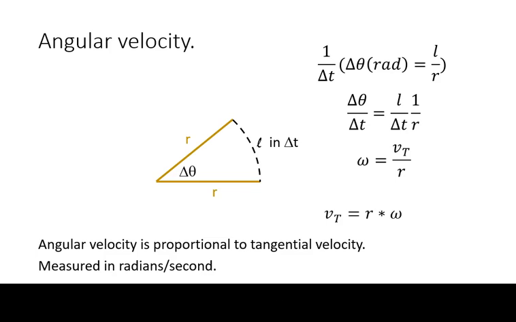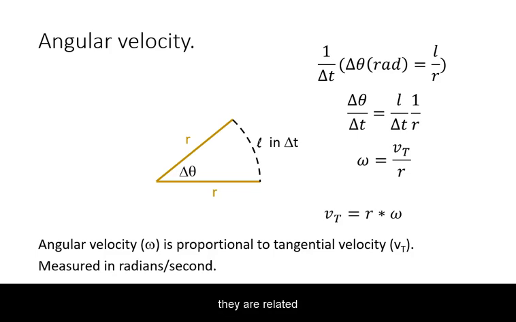Change in arc position over time is the tangential velocity. Again, they are related through the radius. Omega equals V tangent over radius. The units for angular velocity are radians per second.